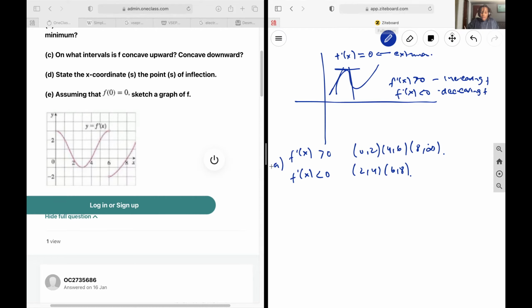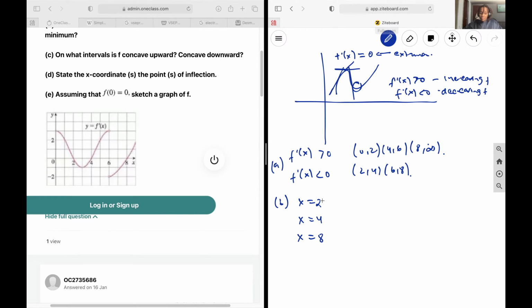Now, for our next question, we are asked to find any extrema, so any local maximums or minimums. So our extrema are going to be located, as we said, at the point where the derivative is 0, and that is at x is equal to 2, at x is equal to 4, and at x is equal to 8. Now, we need to determine whether they're going to be minima or maxima, and that will be dependent on this. So, of course, if it's increasing and then decreasing, as shown here, then we're going to have a maximum.